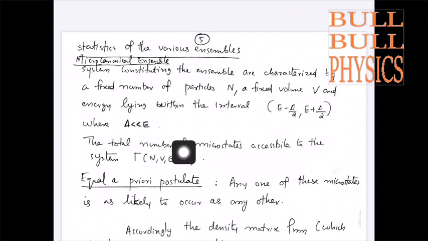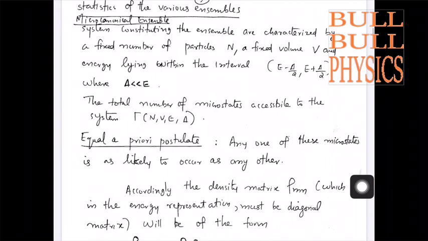And in the microcanonical ensemble, the quantity that we are interested in is the total number of microstates accessible to the system, which is represented by gamma, which is a function of N, V, E and delta, the interval.